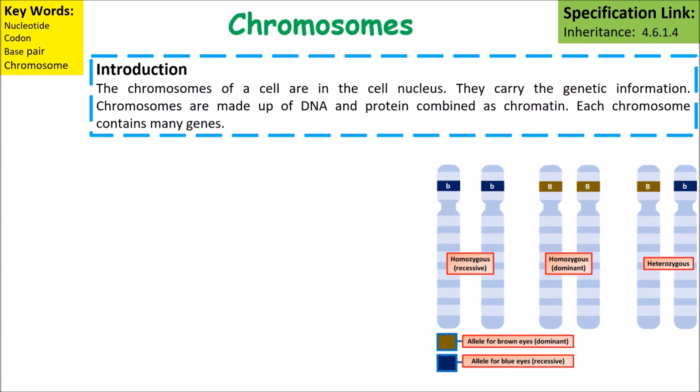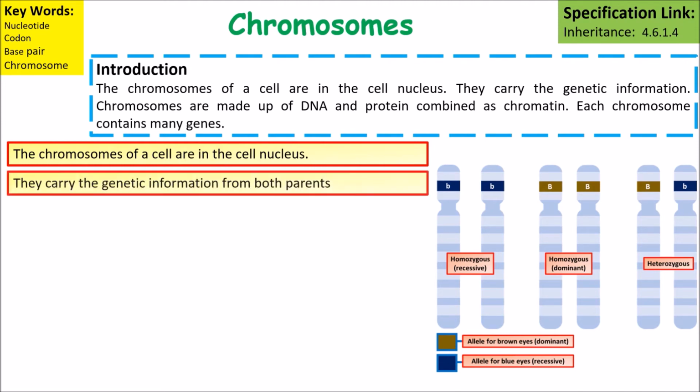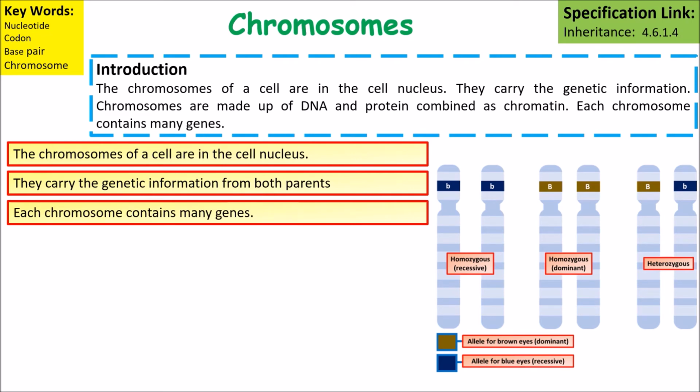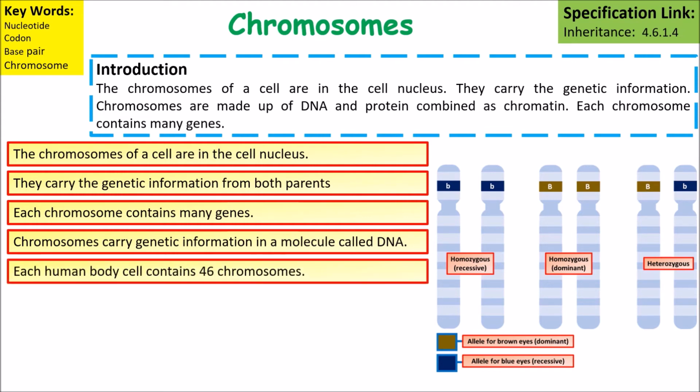The chromosomes in a cell nucleus carry the genetic information. Chromosomes are made up of DNA and protein combined as chromatin. Each chromosome contains many genes. The chromosomes of a cell are found in the cell nucleus. They carry genetic information from both parents. Chromosomes carry genetic information in the form of a molecule of DNA.